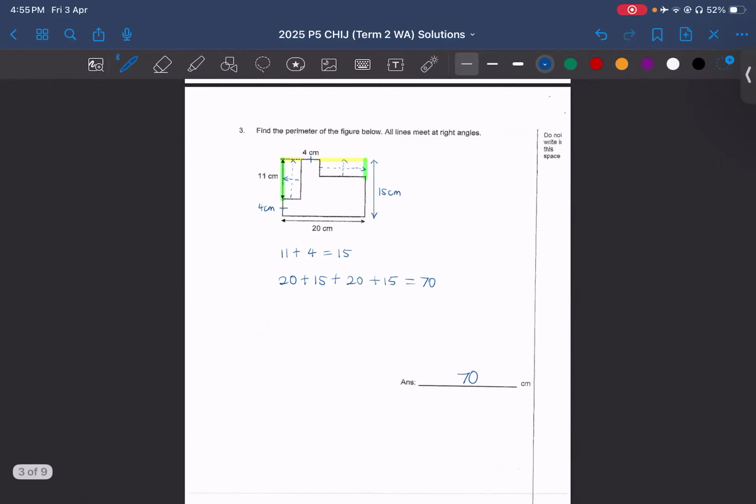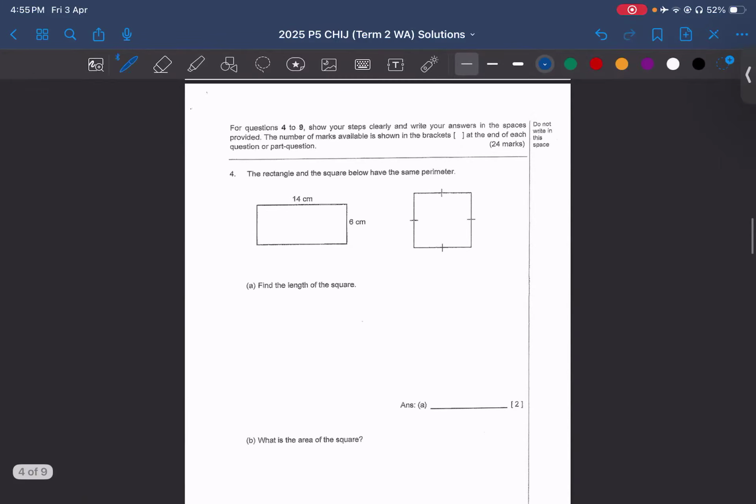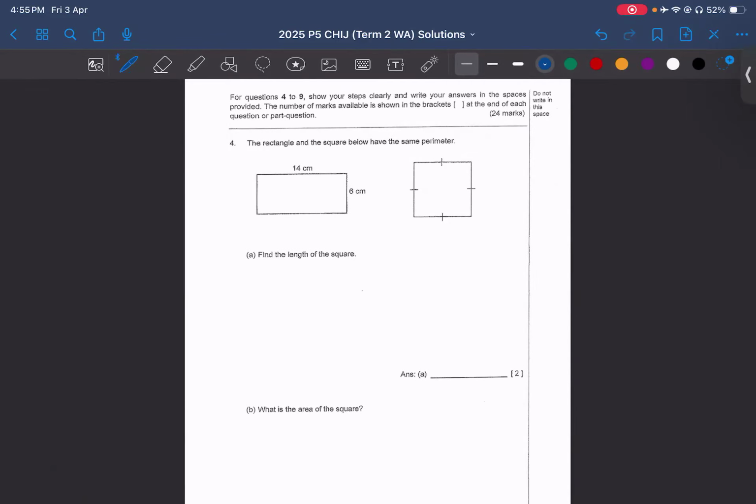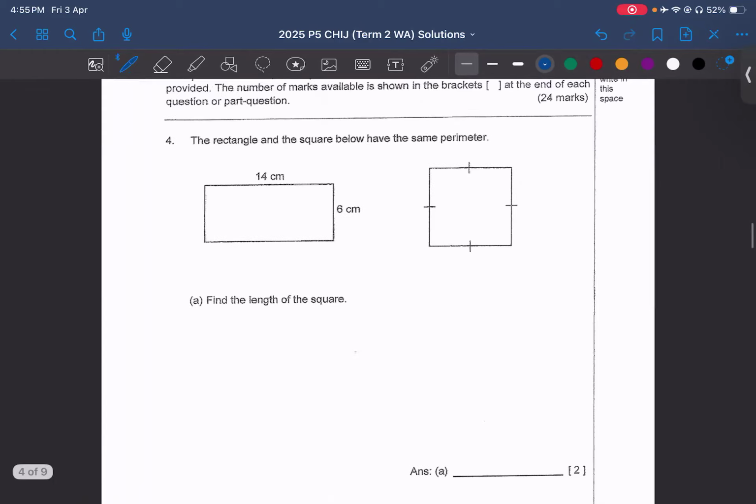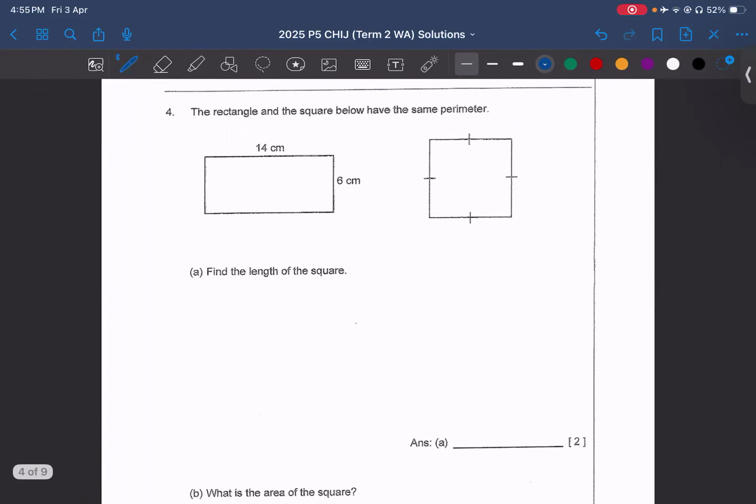Okay, let's move on to the next question, question 4. So for question 4, the rectangle and the square below have the same perimeter. So in this case, we are given the length and the breadth of the rectangle, and we want to find the length of the square for part A. So since they both have the same perimeter, we'll find the perimeter of the rectangle first. So the perimeter of the rectangle would be 14 plus 6 plus 14 plus 6, okay, which is 40 centimeters. And since the rectangle and square have the same perimeter, the perimeter of the square is also 40 centimeters.